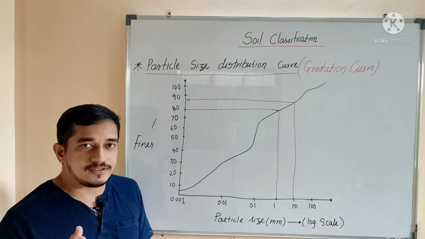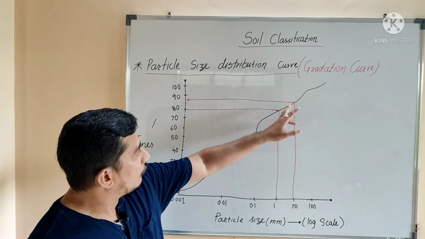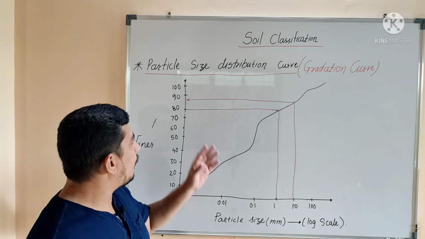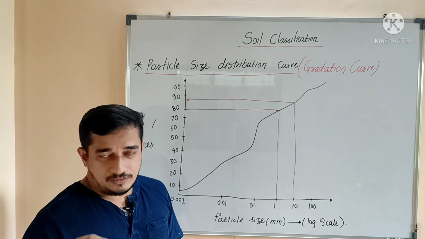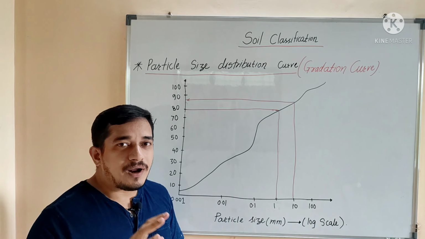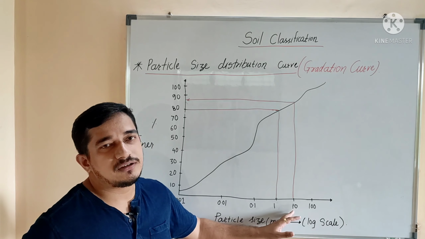Just like that, if we take the example of 10 mm, for this 10 mm we got the percentage finer approximately 87%. It means that 87% of the particles of the soil sample are smaller than 10 mm.